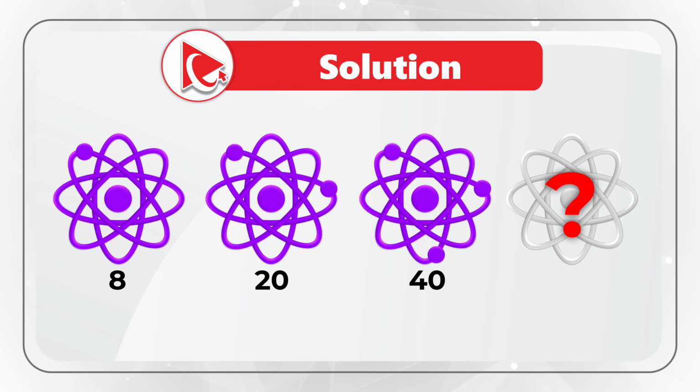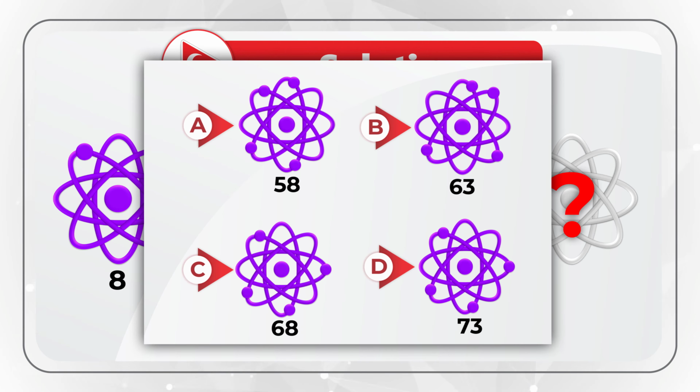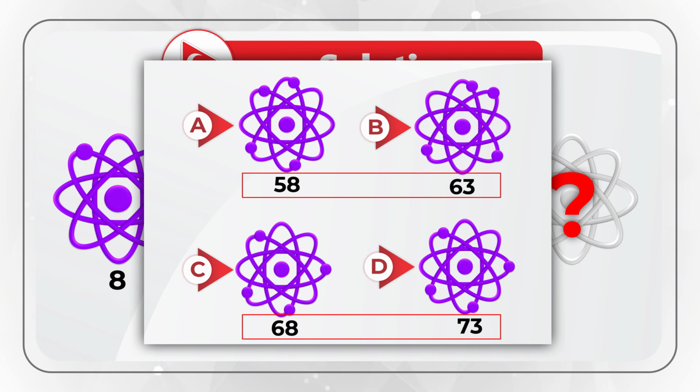The shape consists of small spheres, and the number of spheres increases with every shape. First shape has 1 sphere, second shape has 2 spheres, and third shape has 3 spheres. So we can reasonably conclude that the fourth and missing shape will have 4 spheres. Well, this is not much help here, because if you look at the choices A, B, C, and D, they all have 4 small spheres. So our next step here to solve this challenge is to look at the bottom number.